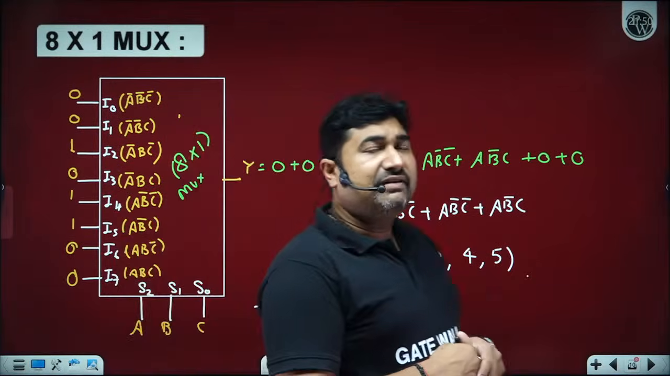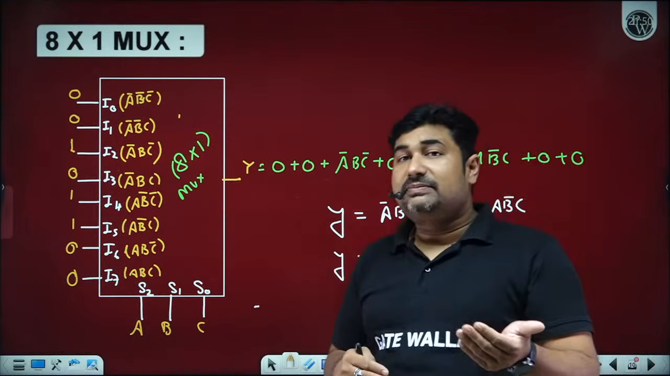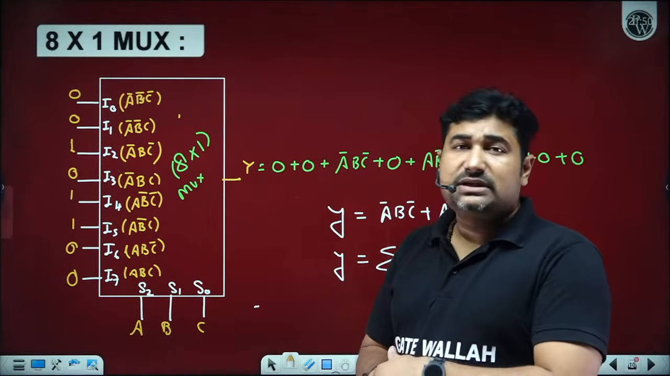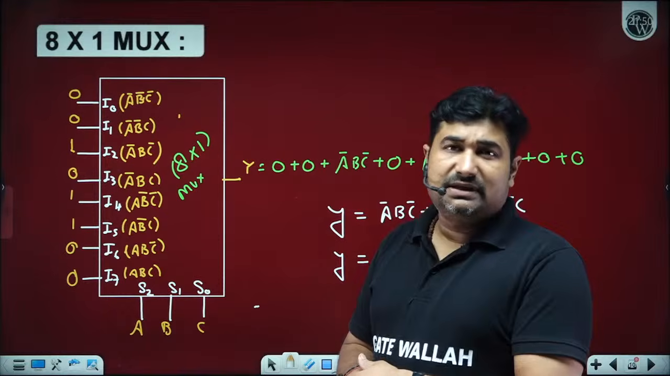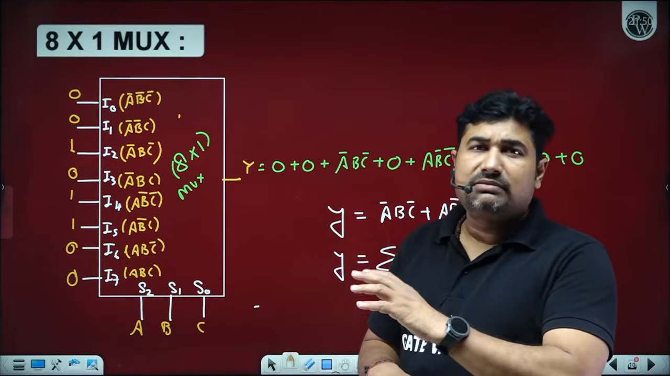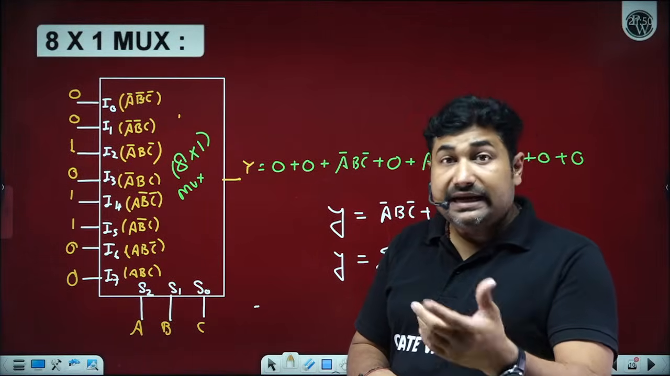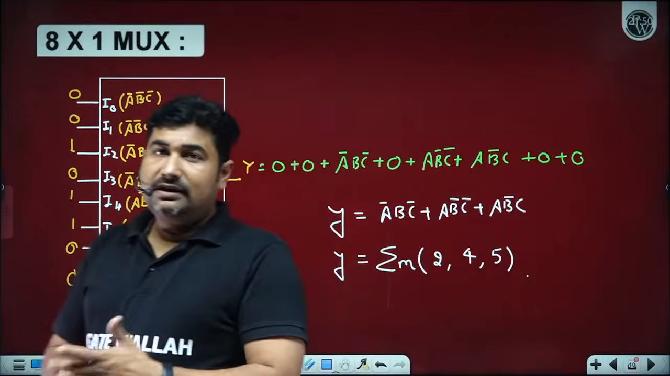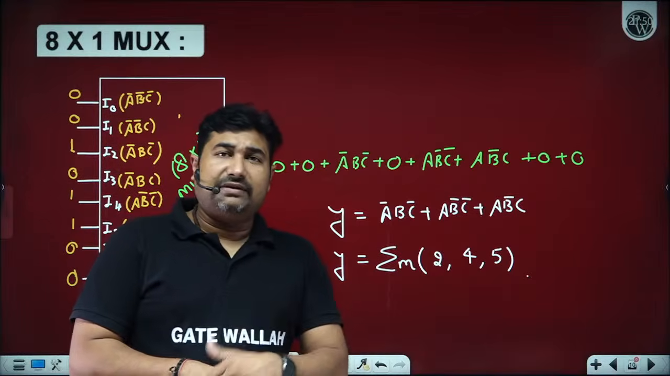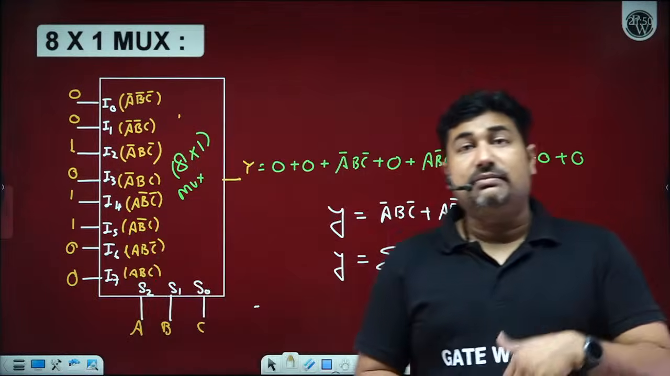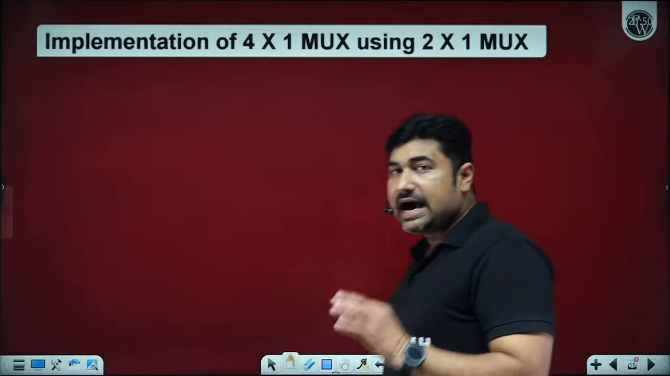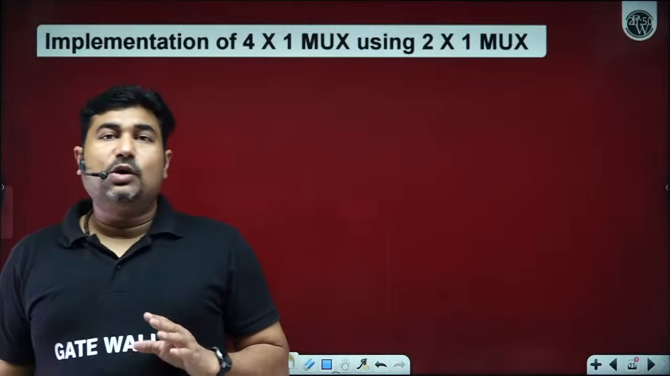So can we design a higher size multiplexer by using lower size multiplexer? Suppose I'm interested to design a 4 cross 1 multiplexer, but in the market only 2 cross 1 size multiplexer is available. So can I design a 4 cross 1 by using 2 cross 1? Is it okay? Let's talk about it that way. So can we design a higher order multiplexer by using lower order multiplexer? Yes, sir, we can.